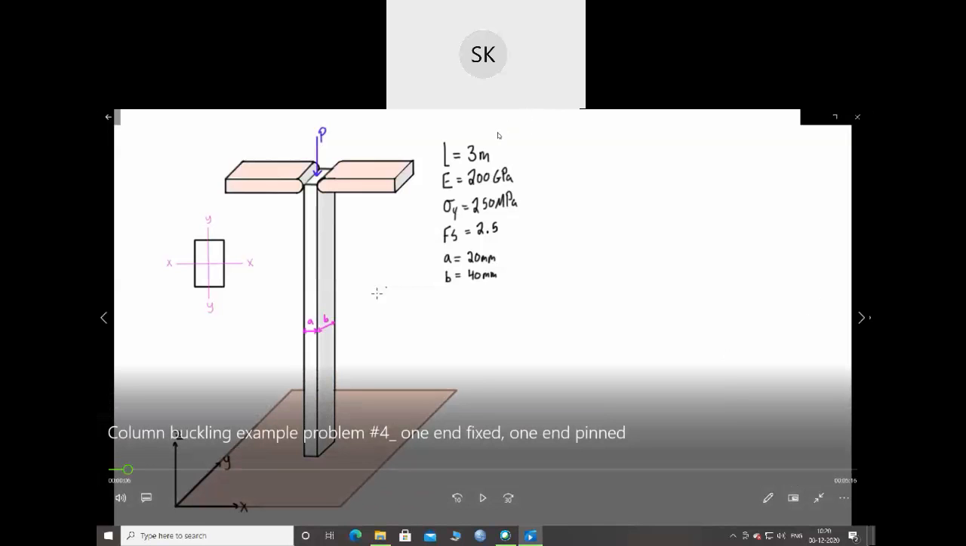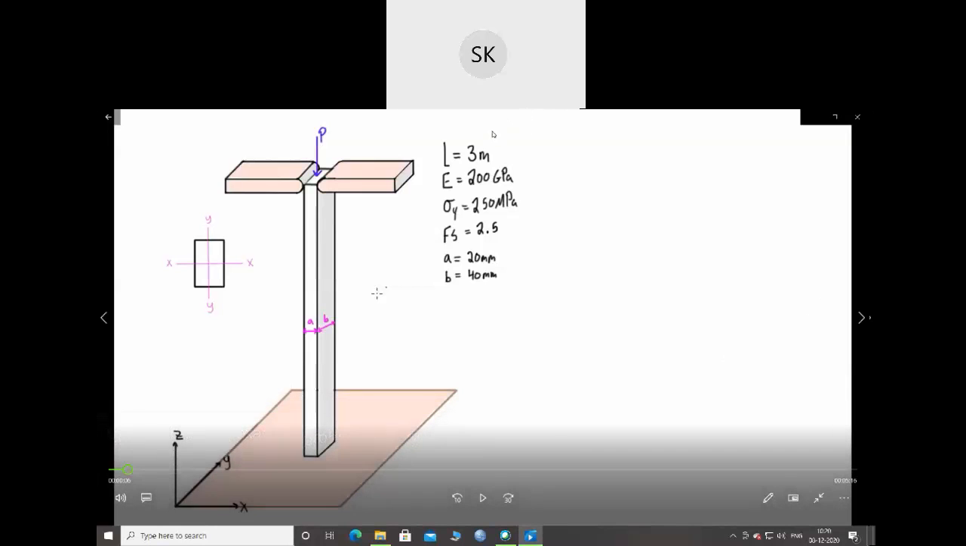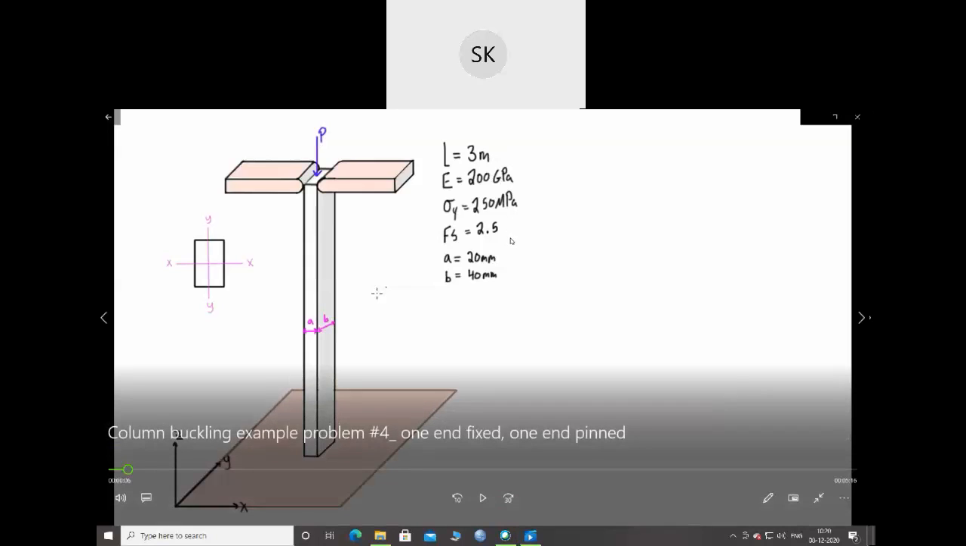Yes, ma'am. Okay. So this is a problem, one end fixed and one end pinned. Okay, one end fixed and one end pinned, and the values are the same. So see how to solve this one.